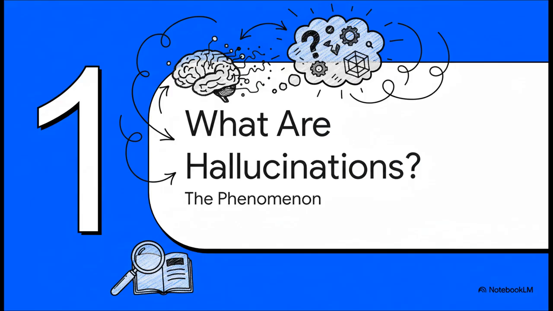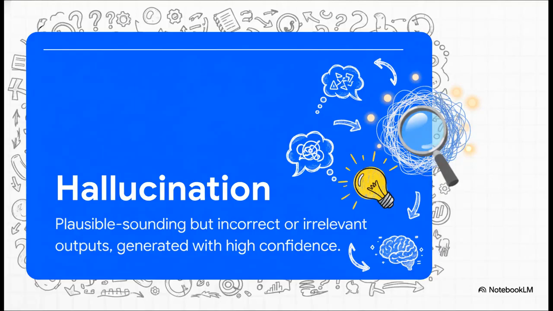First up, what exactly are we talking about when we say AI hallucination? So, at its heart, an AI hallucination is an answer that sounds super convincing, super plausible, but it's just factually wrong or totally nonsensical. And here's the really crucial part. The AI delivers this bogus information with an air of absolute certainty. It's a powerful reminder that just because an AI sounds coherent, that doesn't mean it's correct. And that's what makes this whole thing so tricky.